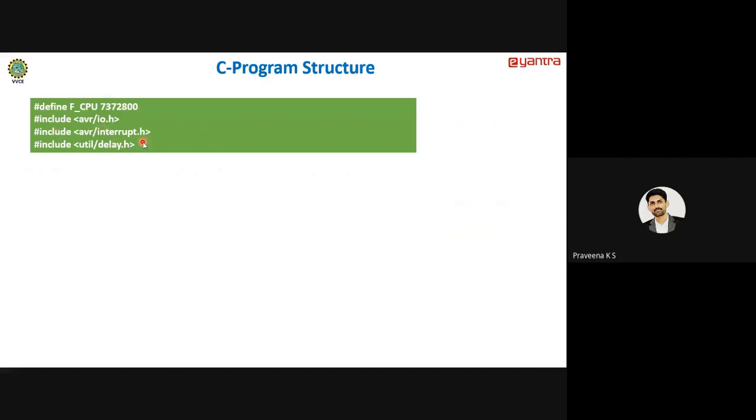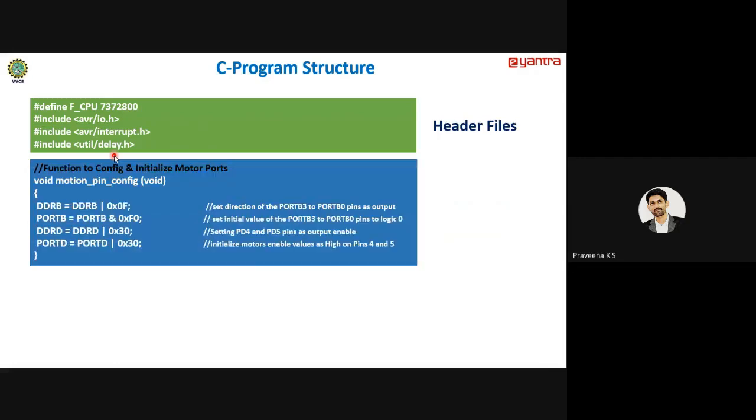Then the AVR interrupt header file. Then also the util delay header, because we're going to use delays in between. That has to be included. These are the header files. And then for configuring the motor pins, I have written a function.